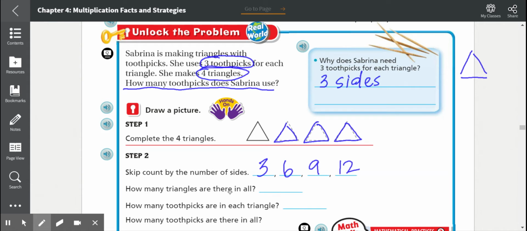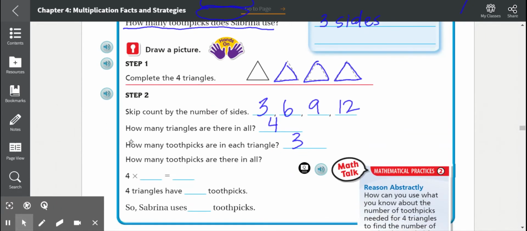How many triangles are there in all? 4. How many toothpicks are in each triangle? 3. How many toothpicks are there in all? Well, 4 triangles times 3 toothpicks equals 12. 4 triangles have 12 toothpicks, so Sabrina uses 12 toothpicks.